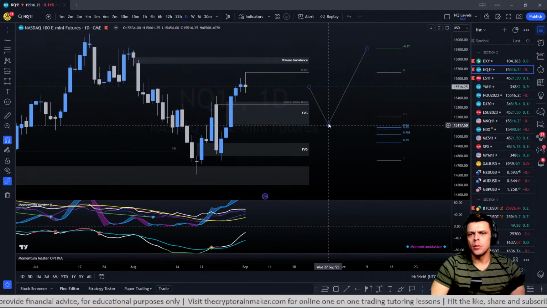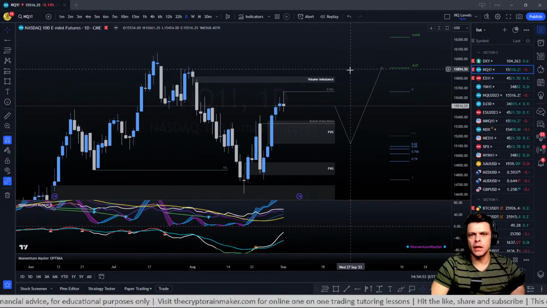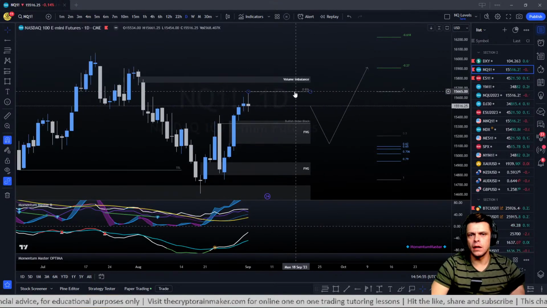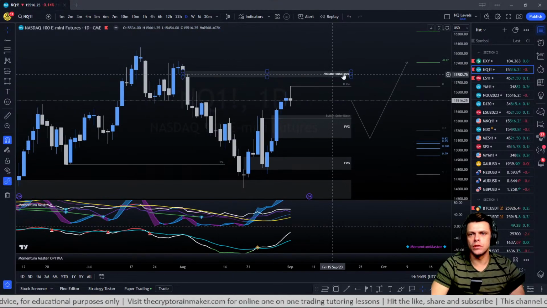And then we said the 618 is in alignment with the bottom of this fair value gap, so they could bring it right down to 15,123, then push it back to the upside, take out the daily buy side liquidity above this high, and move towards this volume imbalance.